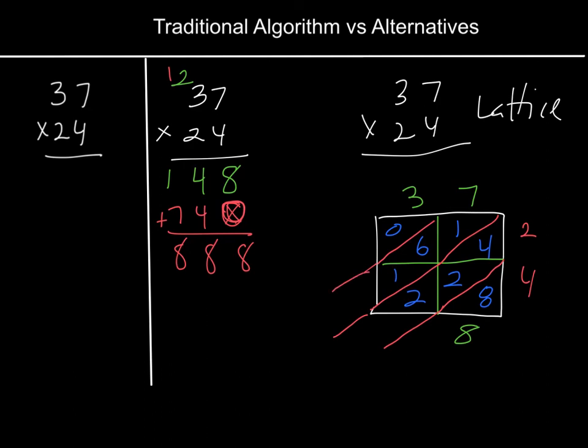So then I have 8 there, and an 8 there, and an 8 there, and a 0. So your answer is 888, which we already knew. Okay, so that's lattice multiplication. It's just an alternative to doing the traditional one.